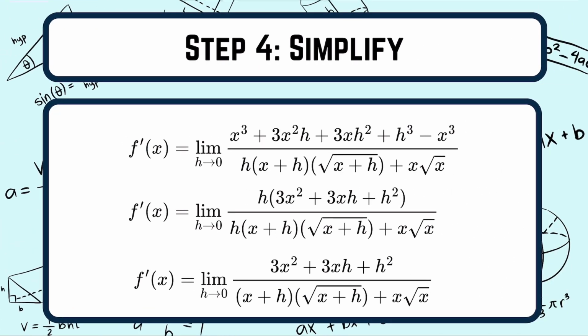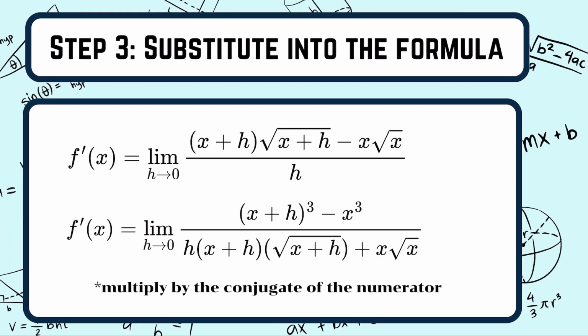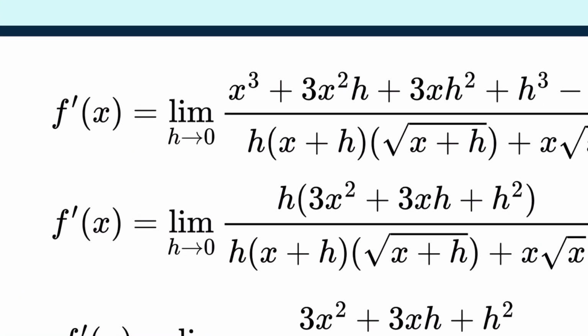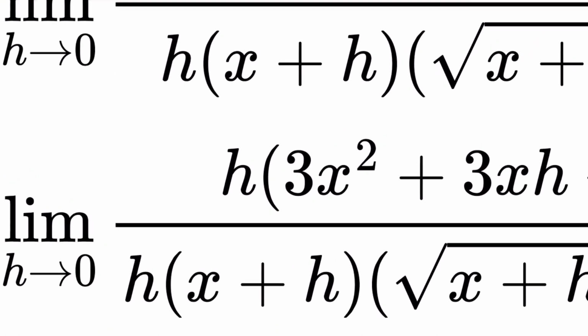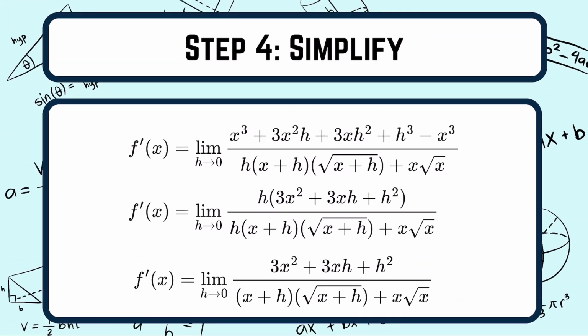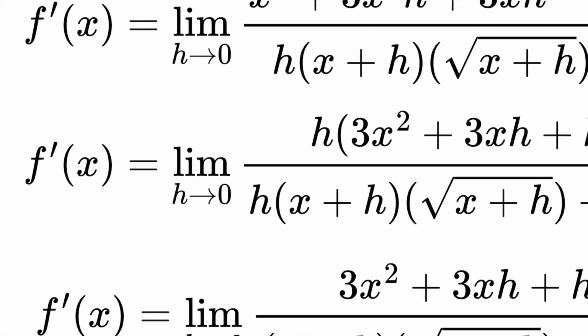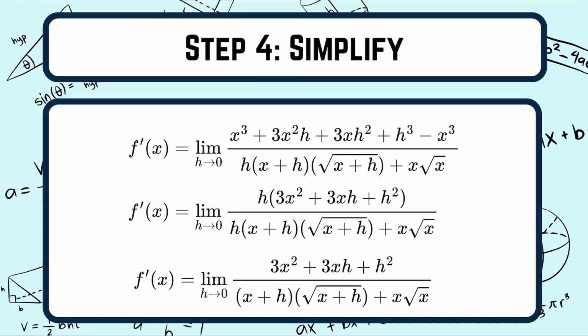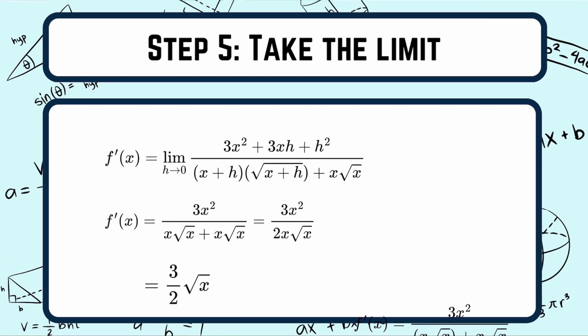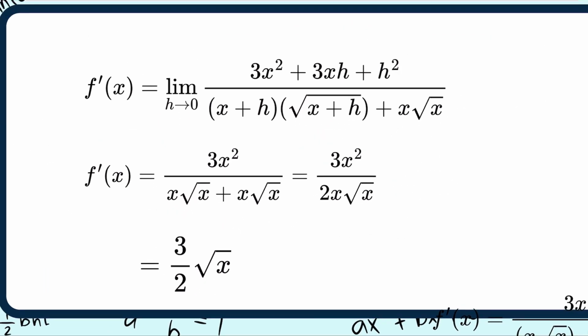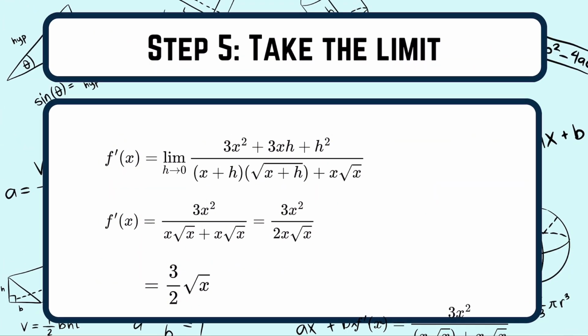And then we simplify. So we expand the exponents, and then we cancel out the like terms. So here we factor h from the numerator, so we can cancel h, and we get this product right here. And then lastly, we can just take the limit. So substitute 0 for h, and then we get 3 over 2 times the square root of x as the derivative.